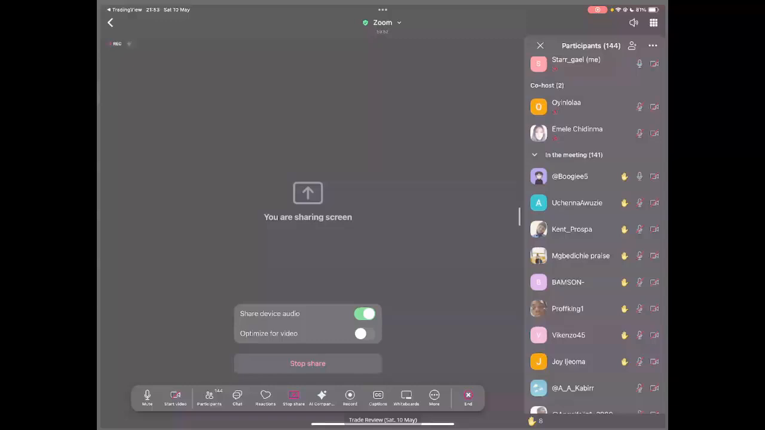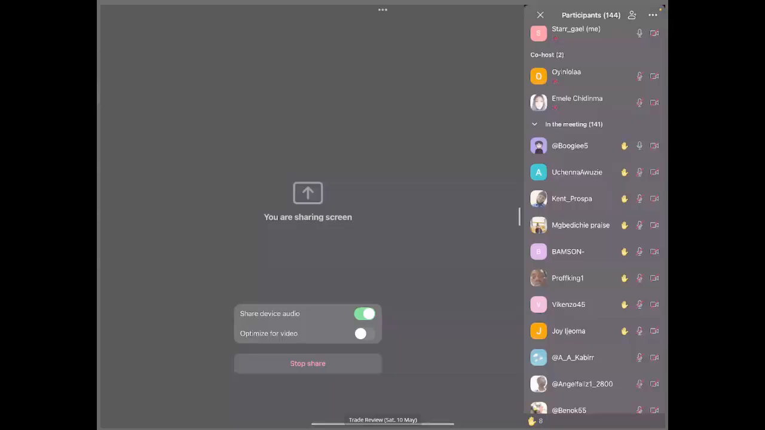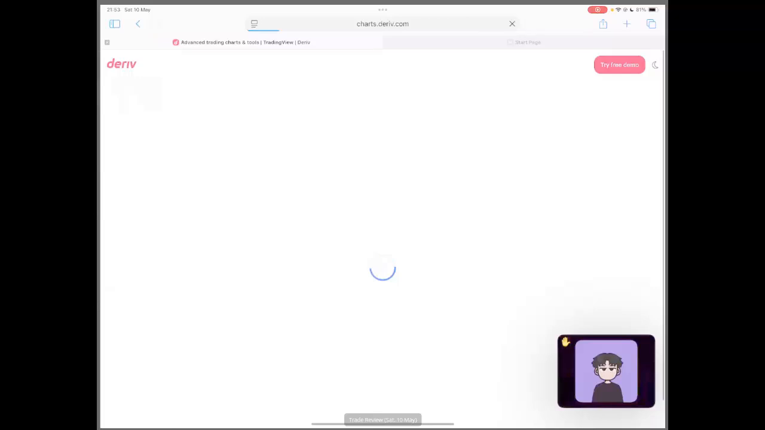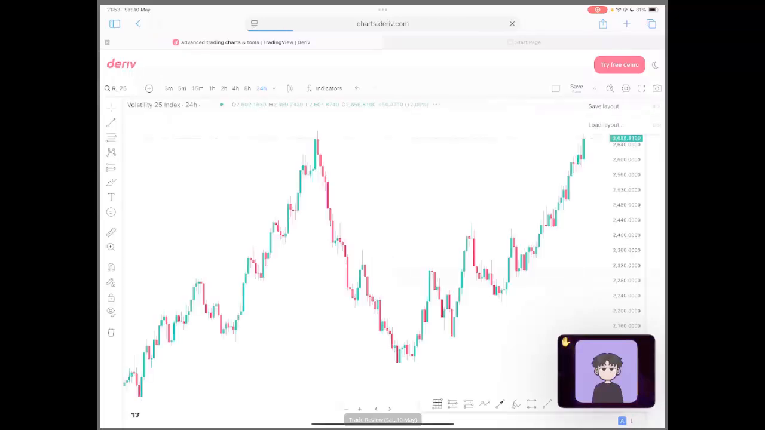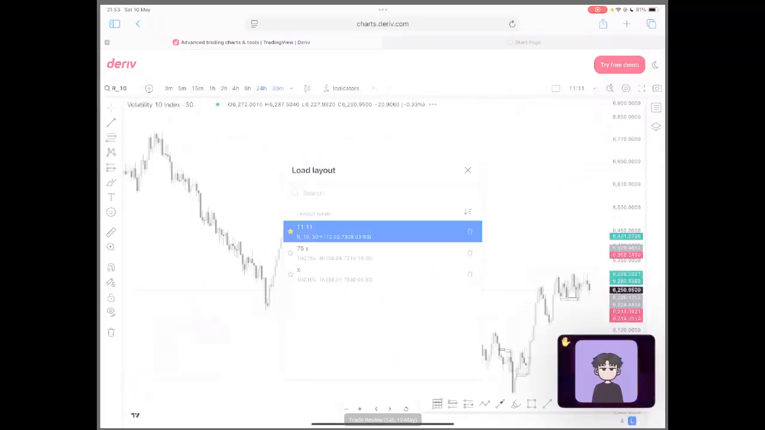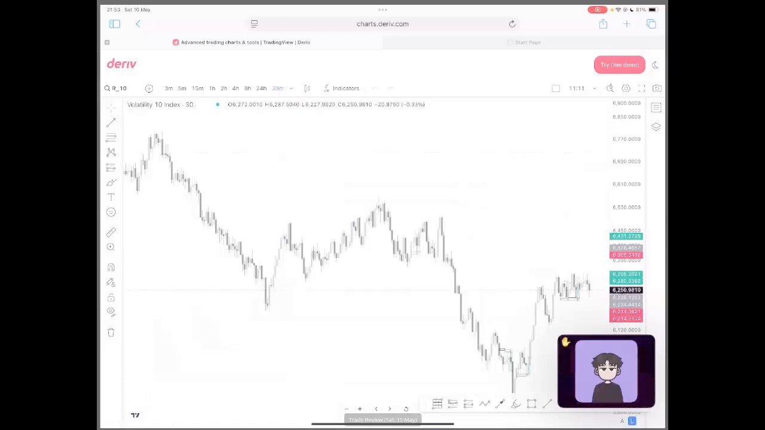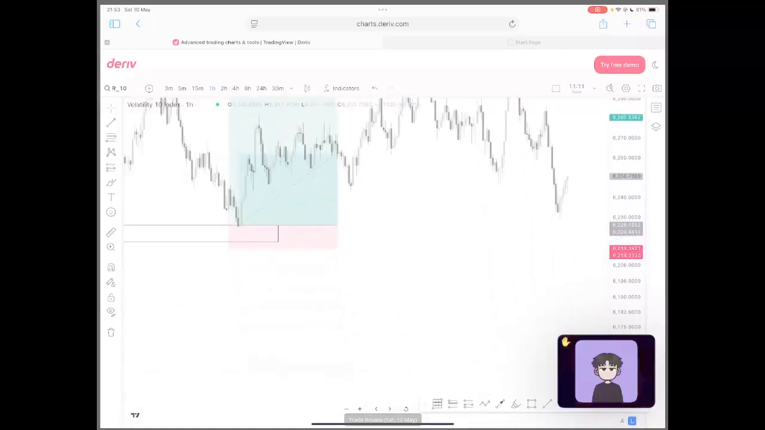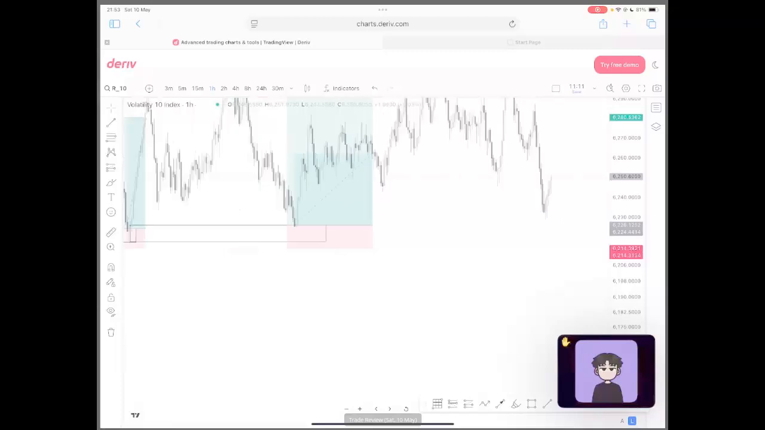Which one? The Victor one? Yeah. Was it really hard to mark out? Let me go back there. I don't know if I saved that layout, so let me check. Okay, so this is the order block that I mapped out, right?